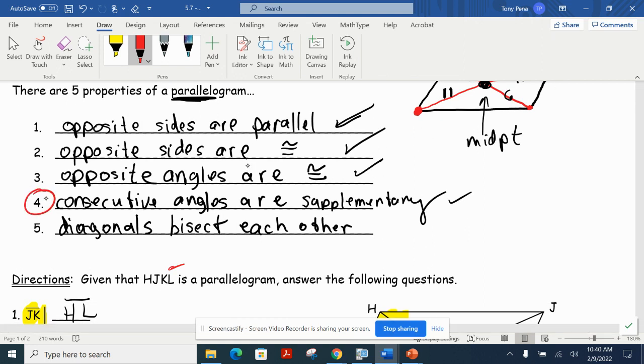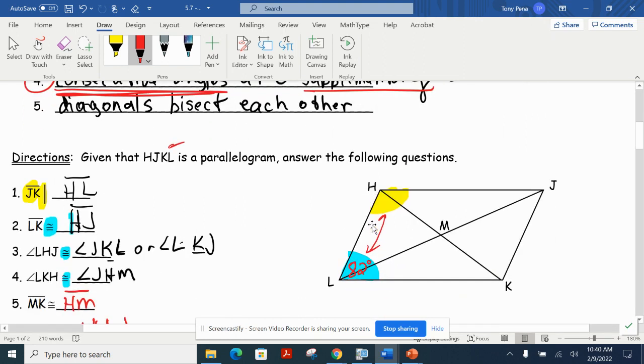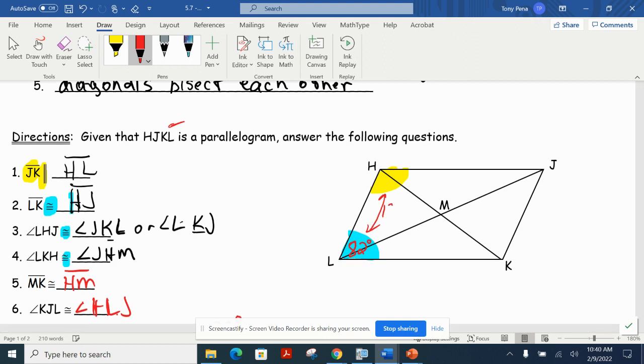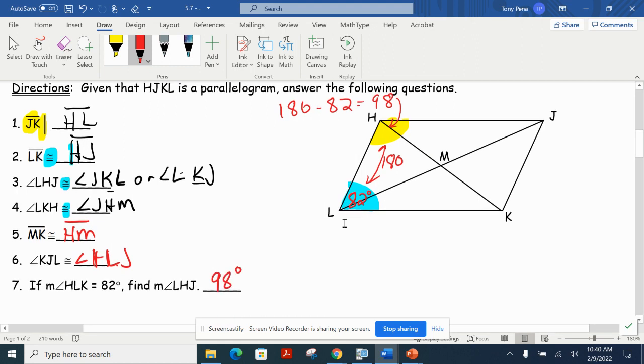Right. If we look at number 4, those are what we would call consecutive angles. They're right next to each other within the parallelogram, and consecutive angles are supplementary. So what he understood then is these two together had to be 180 total. So taking the 180 minus 82 is correct, and what you were left with is 98 degrees. That's what this yellow angle here would need to be. So 98 is correct, because consecutive angles are supplementary.